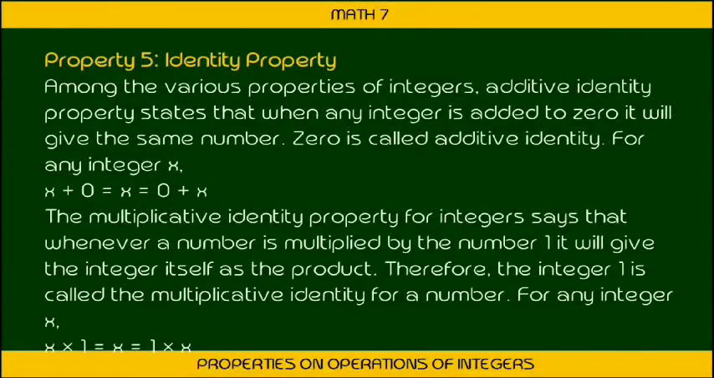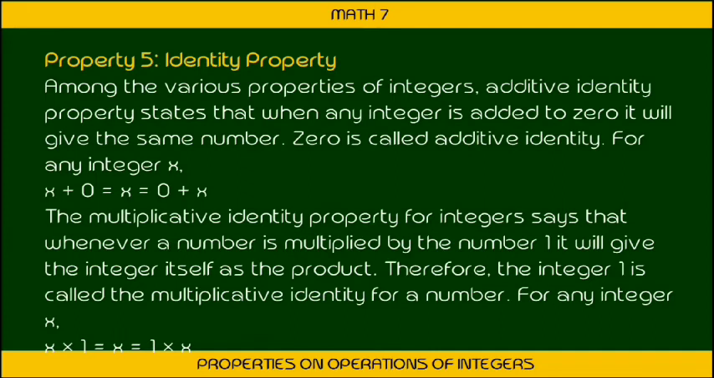Property 5. Identity property. Among the various properties of integers, additive identity property states that when any integer is added to 0, it will give the same number. 0 is called additive identity for any integer x. X plus 0 is equal to 0 plus x.